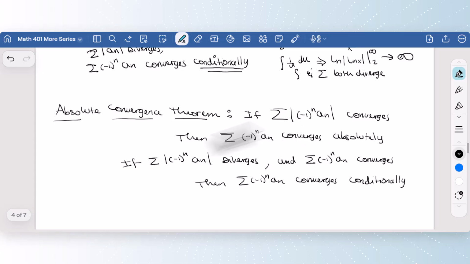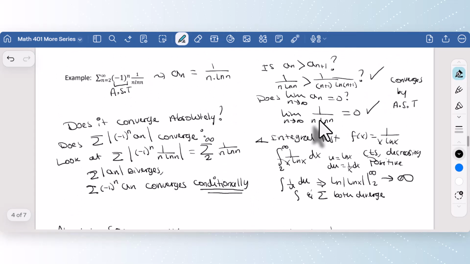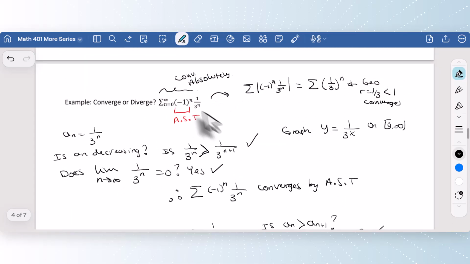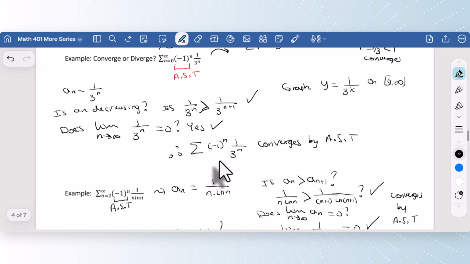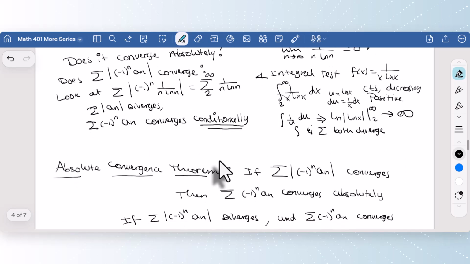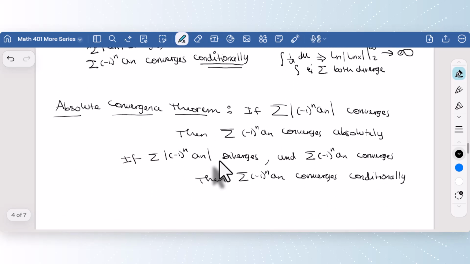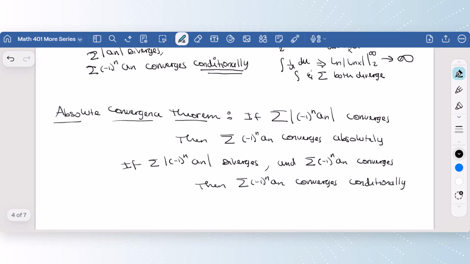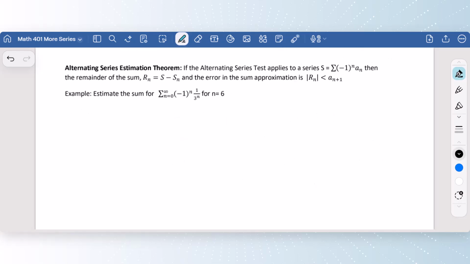So oftentimes with an alternating series, especially if it looks geometric or like a p-series with the condition on p that it might converge, I may just look at the absolute value, because if the absolute value converges, then the whole series converges. All right, now let's go look at estimating sums.